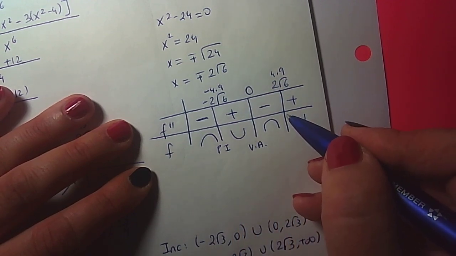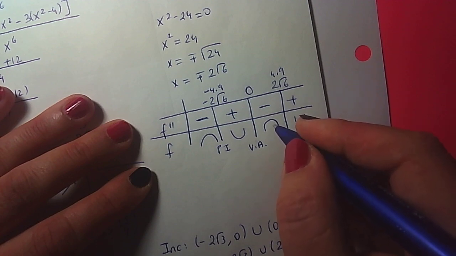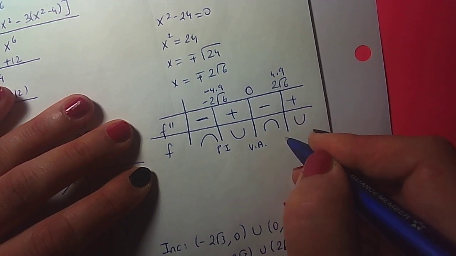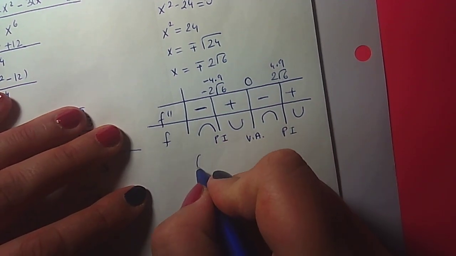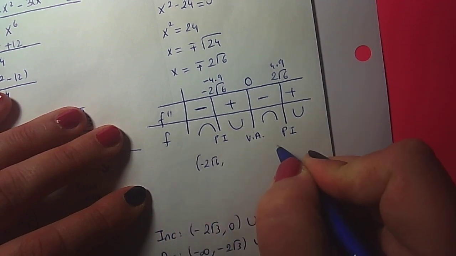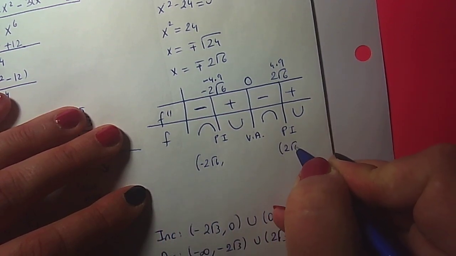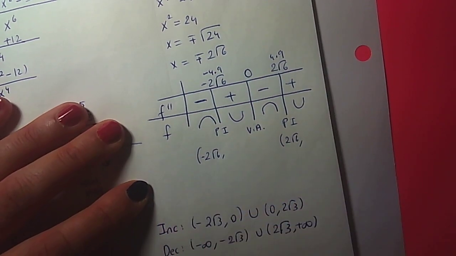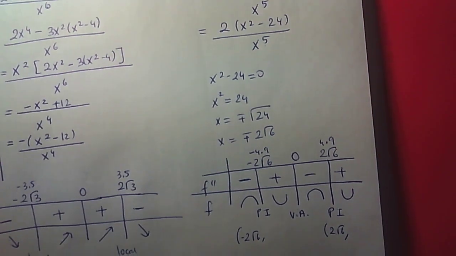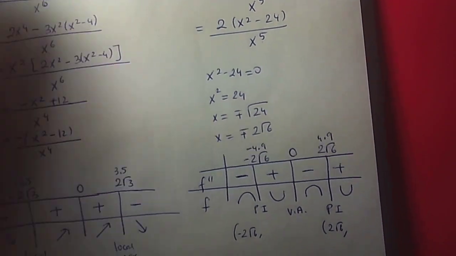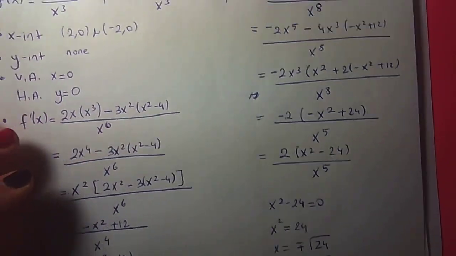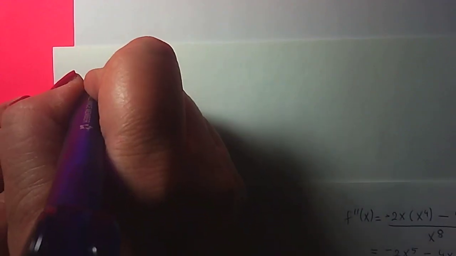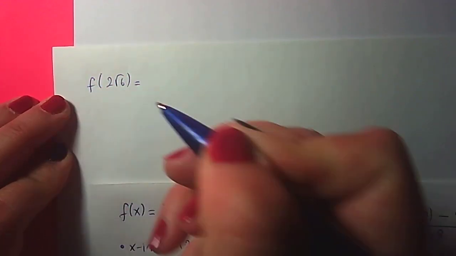Okay, and here 2 root 6. So the function is changing from concave down to up. So we have another point of inflection. So let's calculate the y coordinates of those points. Okay, so I'm going to substitute 2 root 6 in the original function. And also negative 2 root 6.